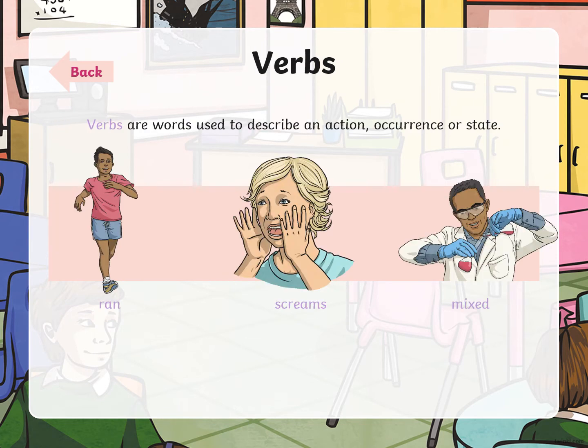Verbs. So verbs are the words used to describe an action, occurrence, or state. So here we've got a past tense verb for the word run. We've had to change it to ran. Screams in the present tense and mixed in the past then.